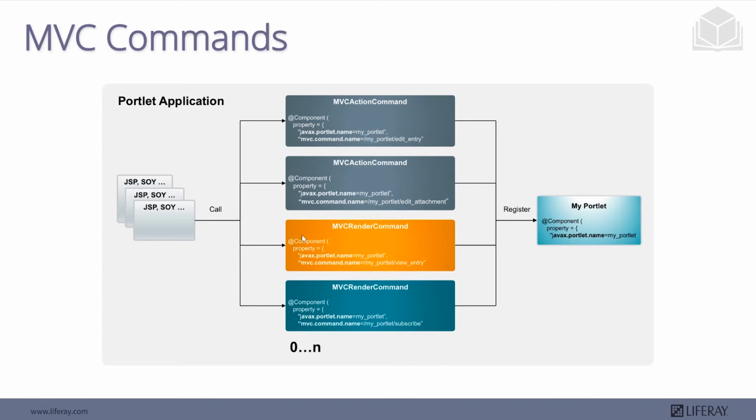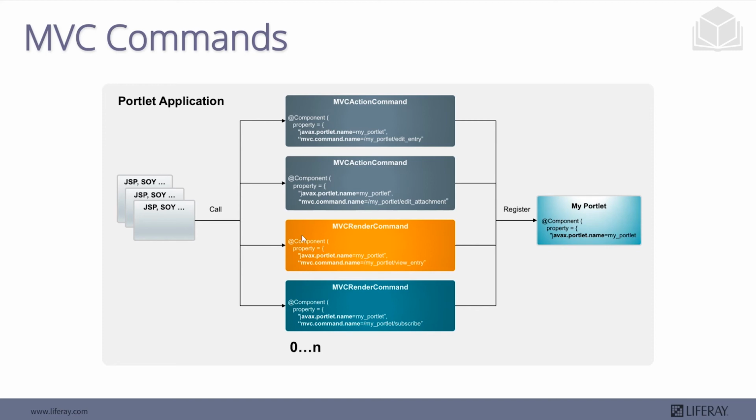So visually, this is what our MVC command may look like. We could have a specific JSP or a Soy template or something else, maybe even an ADT. We can have something invoking a specific portlet lifecycle phase. So whether it's the render, action, or serve resource, we can create an MVC action command or MVC render command for each one. And since we can have multiple render requests and multiple action requests going on, we can create multiple MVC commands to handle each different one.